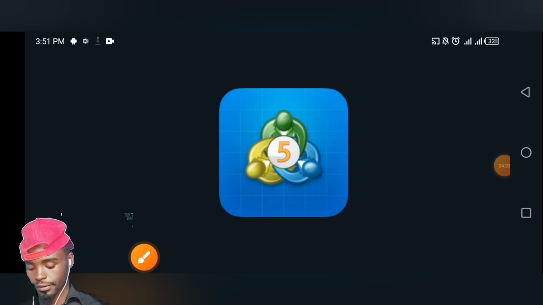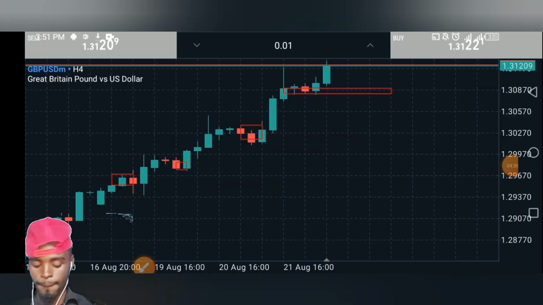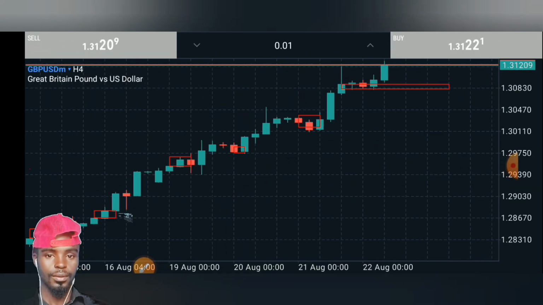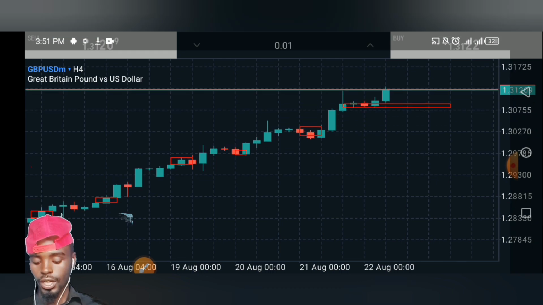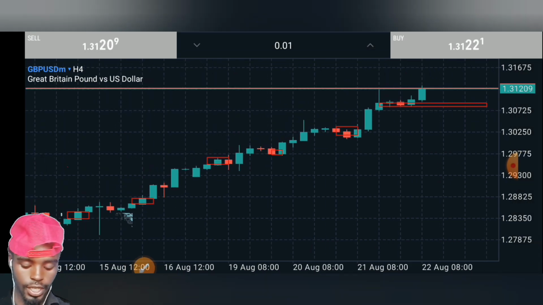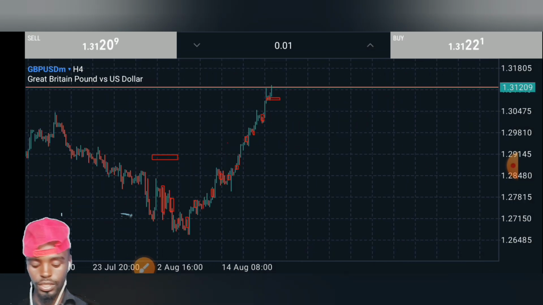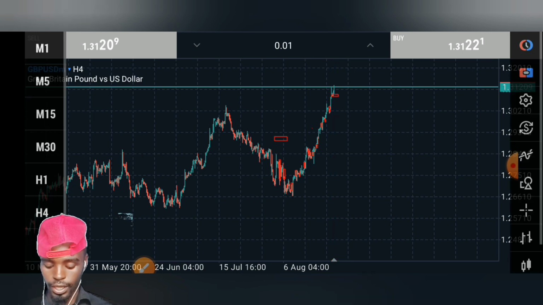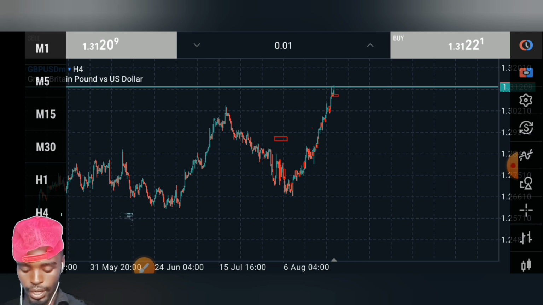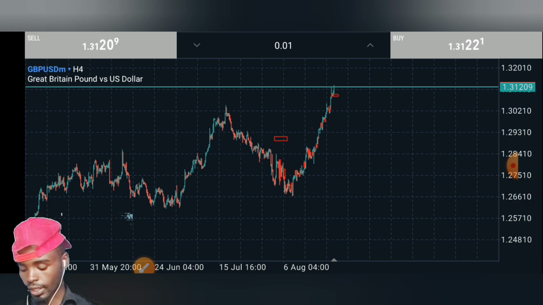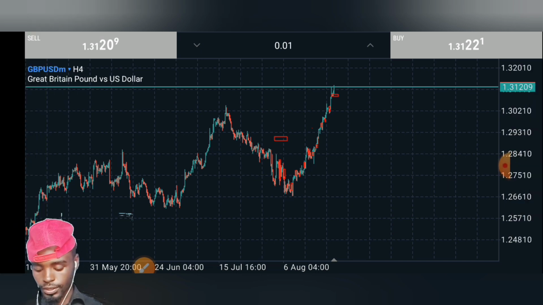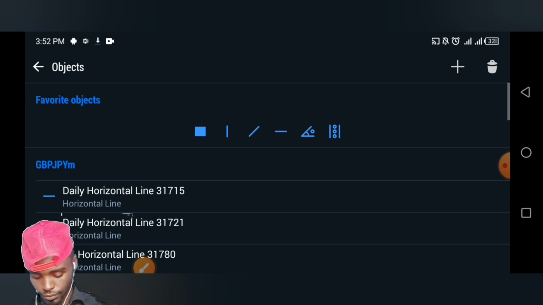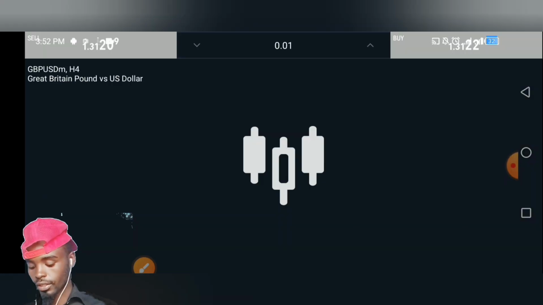Let's open MetaTrader 5, guys. We are looking at the chart, as usual using the USD. It shows up now, our supply and demand. Good, that's nice. So guys, let's mark our supply and demand using this triangle here.